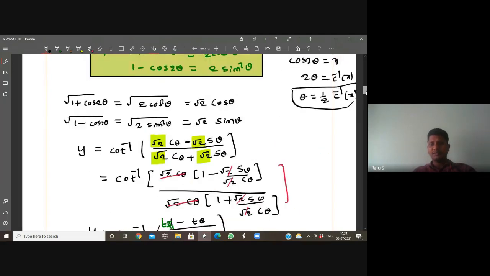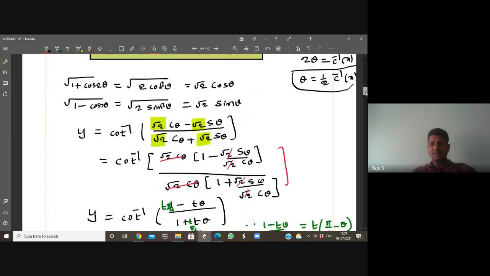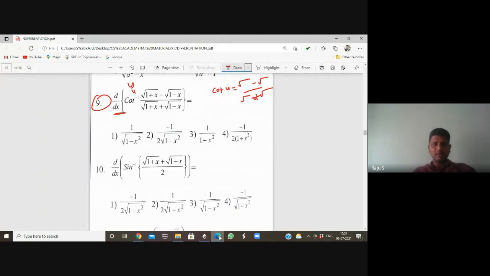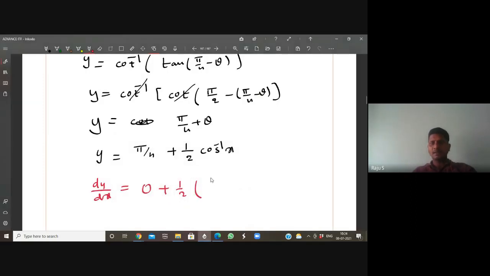After simplification, we got it in terms of theta, so 1 by 2 cos inverse of x. Now differentiate here. This value we need to differentiate. dy by dx is equal to, pi by 4 is a constant so 0, plus 1 by 2 times the derivative of cos inverse x. What is the cos inverse x derivative?